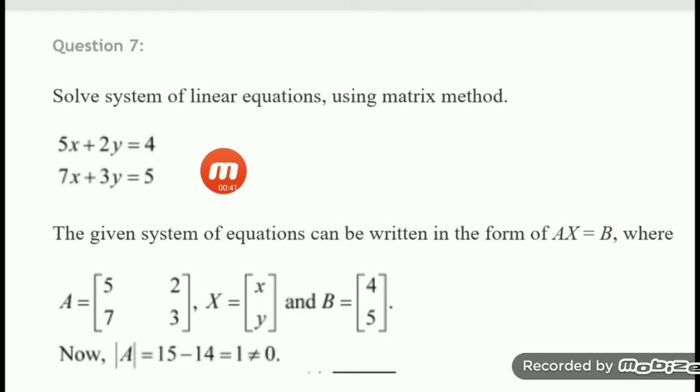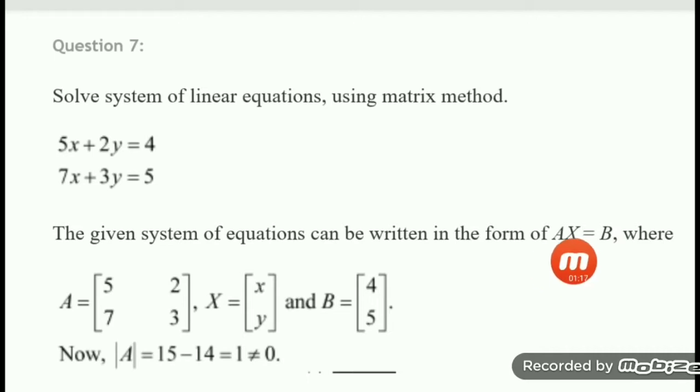You just see what the coefficients of the variables are. You have two variables x and y, so you can form a coefficient matrix of order 2 by 2. Firstly, you always have to put the equation in standard form, keeping the variables on one side and the constant on the other side. Here the coefficient of x is 5 and the coefficient of y is 2. So the first row of the coefficient matrix will be 5, 2, and the second row will be 7, 3.